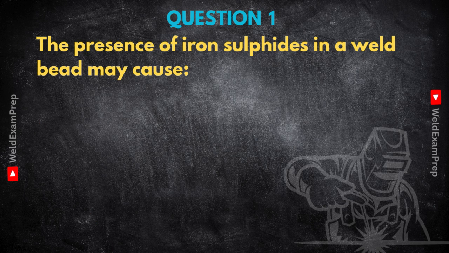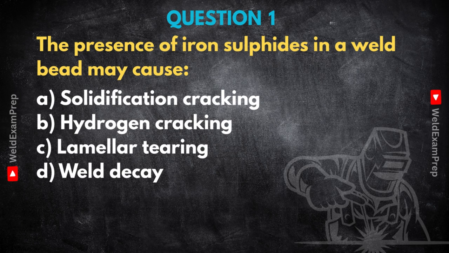Question number 1. The presence of iron sulfides in a weld bead may cause. And the options are A, solidification cracking, B, hydrogen cracking, C, lamellar tearing, D, weld decay. Okay, so the correct answer here is A, solidification cracking. Solidification cracking. Okay, so why that one? What's actually happening in the weld when this occurs?